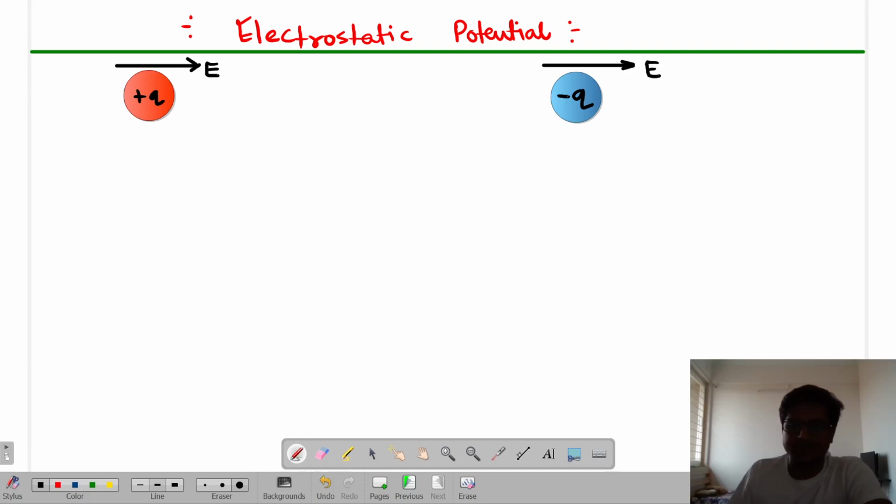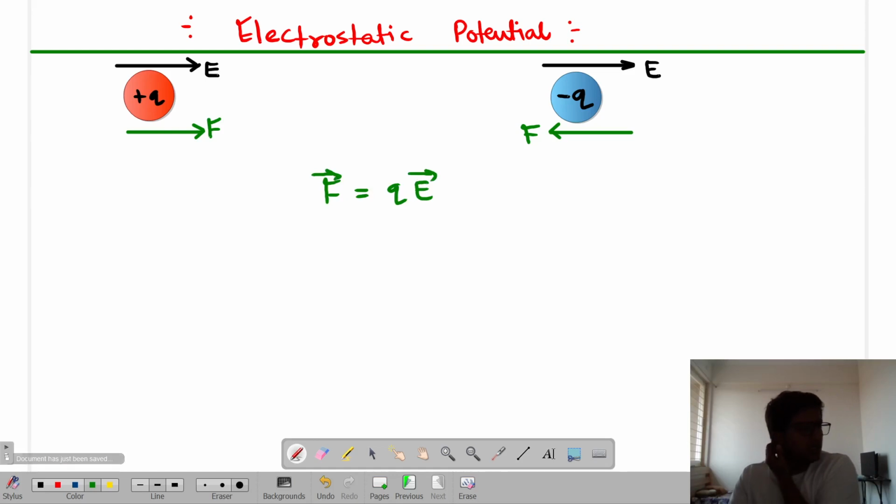Then we told that they experience some kind of a force. So plus Q will experience the force in the same direction of the electric field and minus Q will experience the force in the opposite direction, isn't it? And then we told that this force is exactly equal to QE vector, isn't it? Now, this is another kind of force. This is a total different kind of force which you got to know, isn't it? So, what is the difference basically?